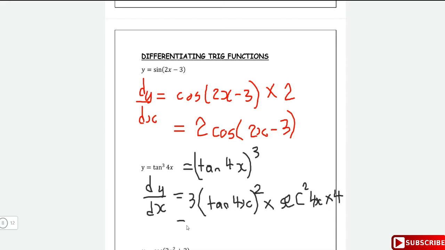So finally, the derivative works out to be 3 times 4 is 12. So that's going to be 12. And this is how they write it. They write it as 12 tan square 4x sec square 4x. And that's the derivative of tan cube 4x. Easy.